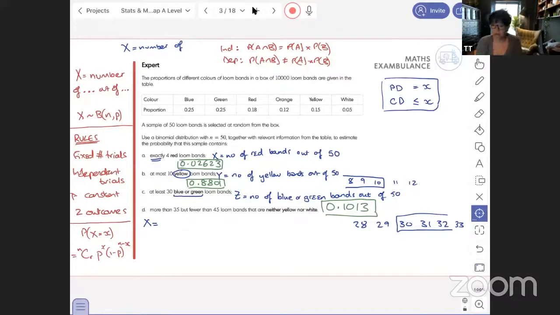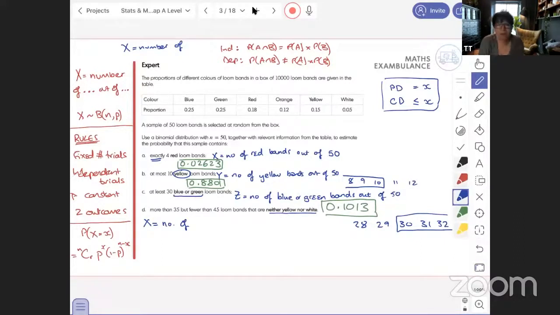That's what the calculator is doing. Okay. So we're going to define X, and if I can make you do this, I have succeeded. X is the number of, well, it says not yellow and not white. So we have to be careful. What do you want it to be the number of? Because that's what we have to think carefully about.